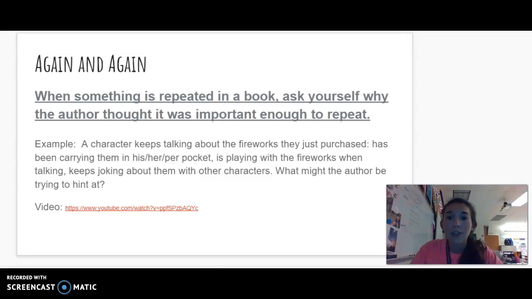Or a character keeps talking about fireworks they just purchased and has been carrying them around in his or her pocket, is playing with fireworks when talking, keeps joking about them with other characters. What might the author be trying to hint at? If it's a happy story, maybe they're going to use the fireworks. If it's not such a happy story, maybe something's going to happen, because accidents tend to happen with fireworks. I don't know. Elements of foreshadowing.